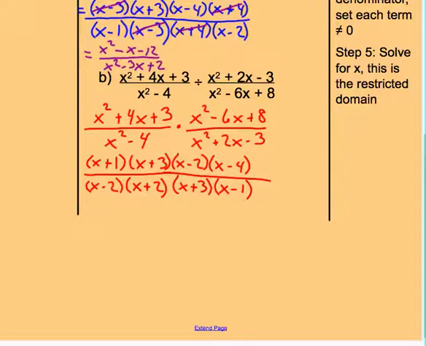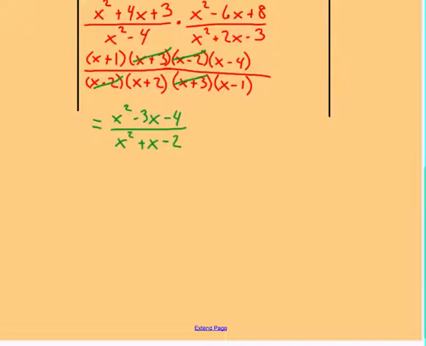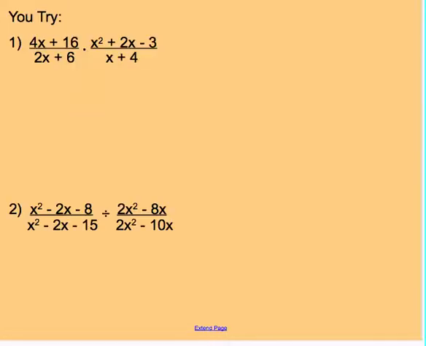We've got an x plus 3 and x minus 2. Again, we've just got two binomials, so I'm going to go ahead and multiply these. In the numerator, we've got x squared minus 3x minus 4. In the denominator, x squared plus x minus 2. Finding our restricted domain, looking at all of our factored denominators, x cannot equal plus and minus 2, -3, or +1. Your U-try question.